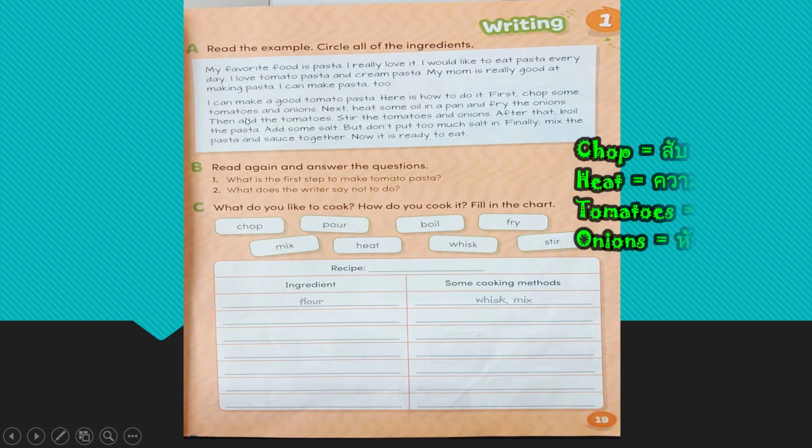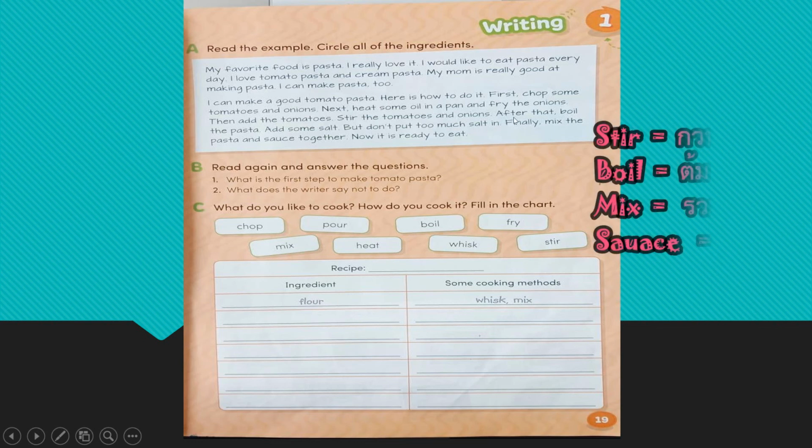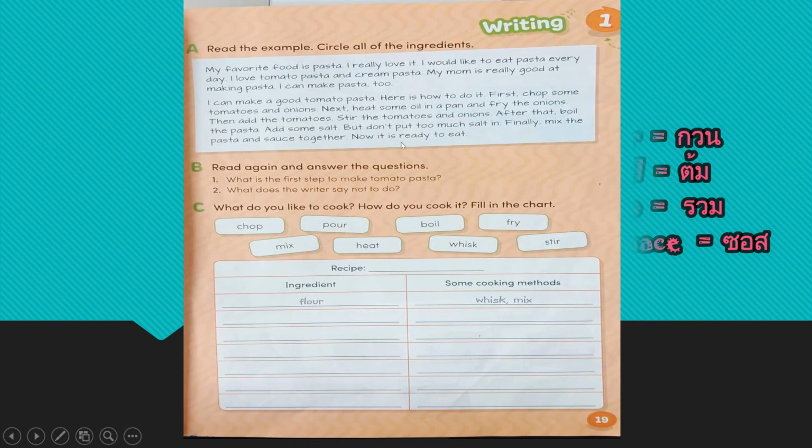First, chop some tomatoes and onions. Next, heat some oil in a pan and fry the onions. Then, add the tomatoes. Stir the tomatoes and onions. After that, boil the pasta and some salt. Add some salt, but don't put too much salt in. Finally, mix the pasta and the sauce together. Now it is ready to eat.